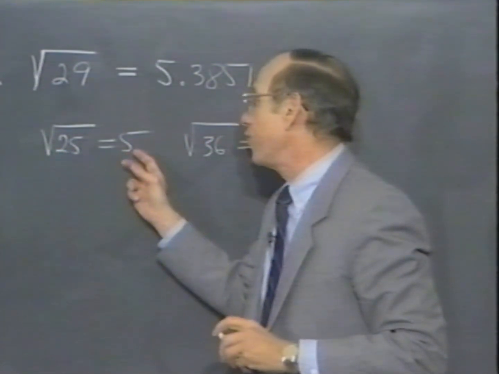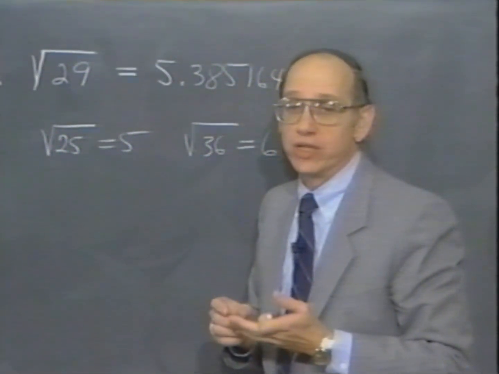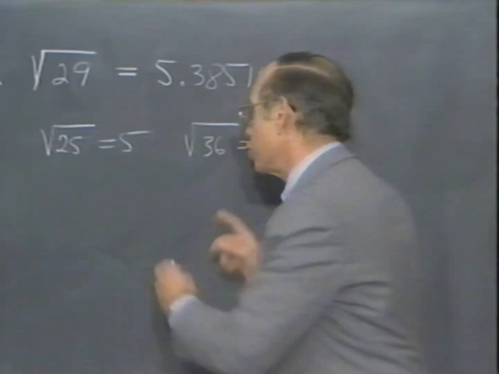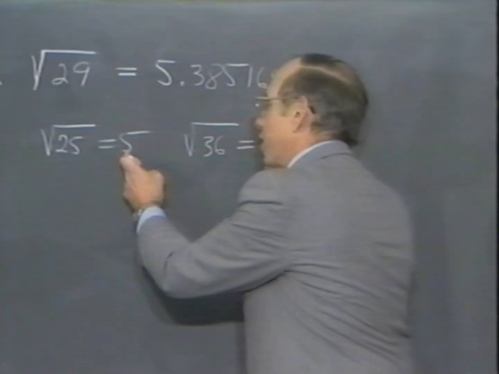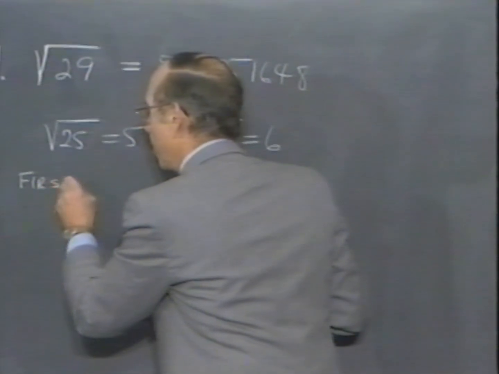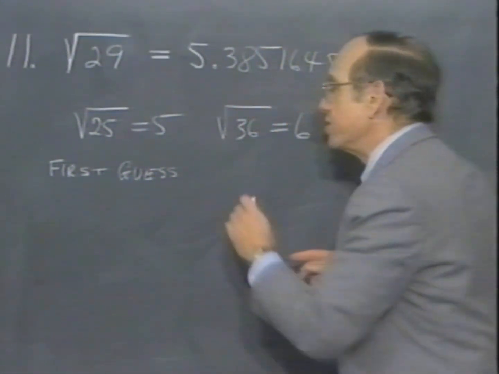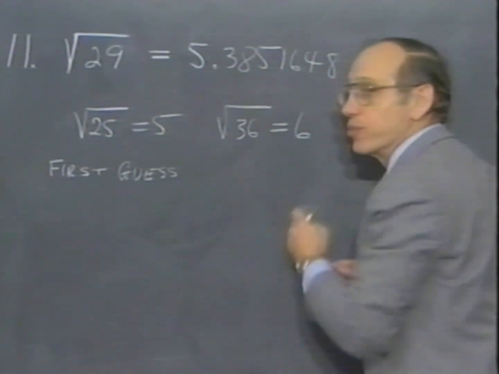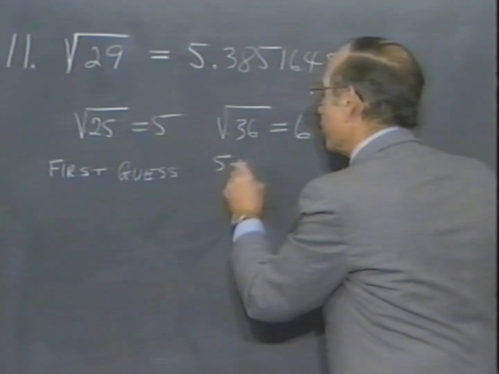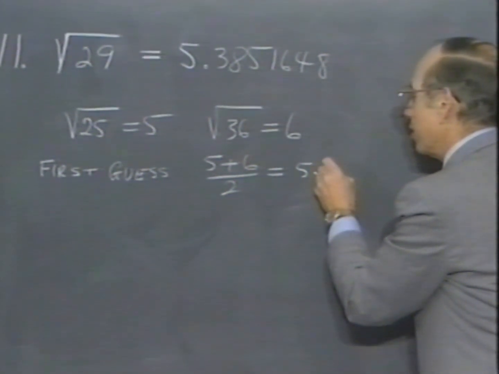So the square root of 25 is 5. The square root of 36 is 6. Therefore, the square root of 29 should be somewhere between 5 and 6. All right? So my first bounds on it are 5 and 6. And so my first guess for the square root of 29 is the average of these two numbers, one of which is too small and one of which is too large. So the average is 5 plus 6 over 2, and that is 5.5.